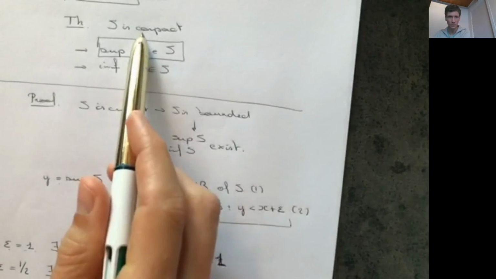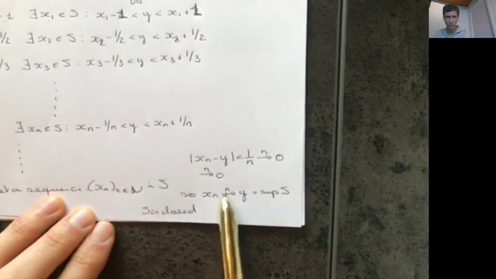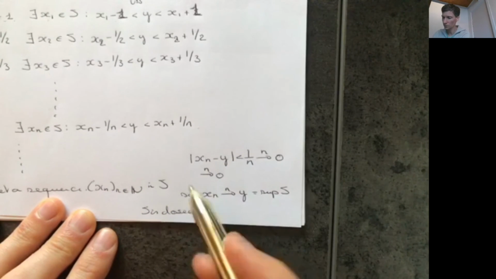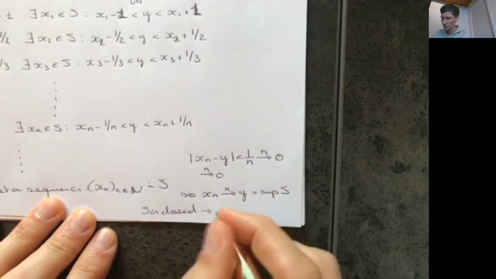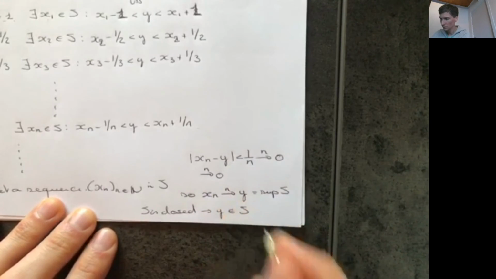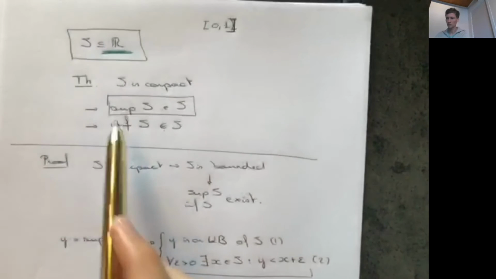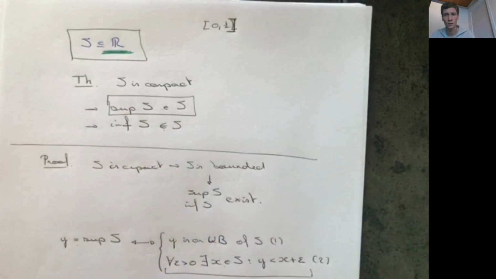And because S is closed, right, S is compact, so it's bounded and closed. S is closed, we have a sequence in S that converges to a number, so the limit also has to be in the closed set. And we have shown that indeed the supremum of S is also in the set.